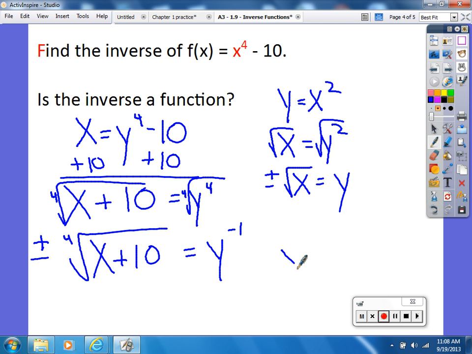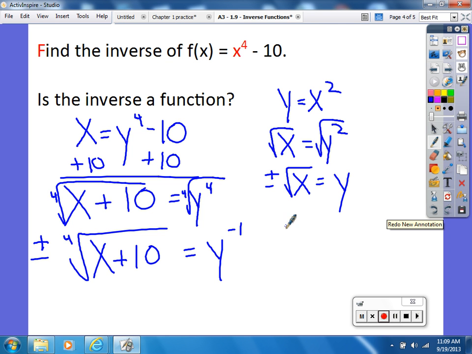Now, if this was the original problem, do I need to put a plus or a minus in front of there? No, because the square root was there already. I didn't put it there, right? Here, I had to take the square root. I put this square root sign in. Was it in the original problem? No, I put it in. I introduced it. It gets the plus or minus. Okay? Any questions?